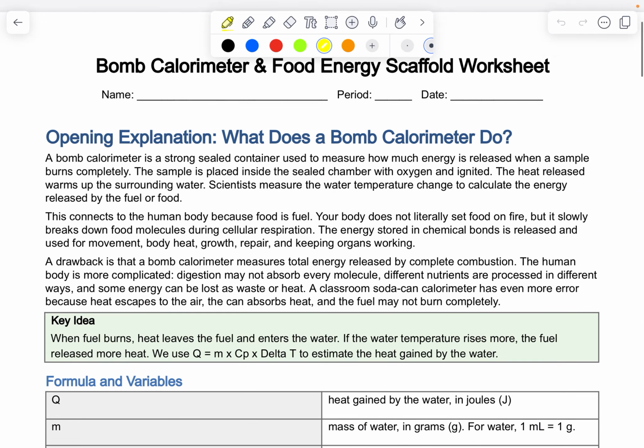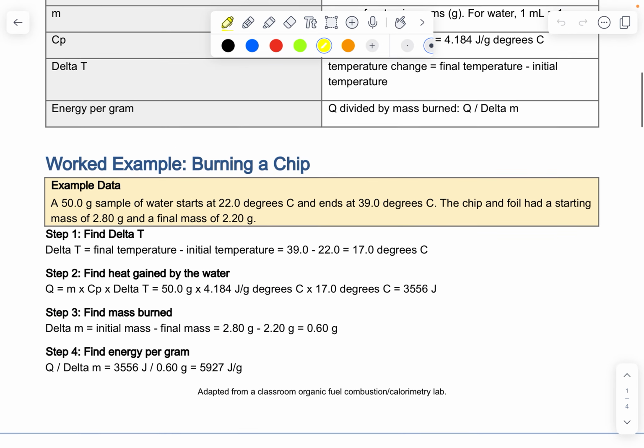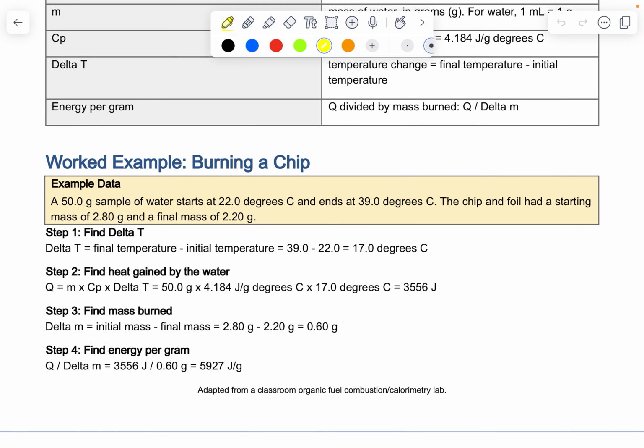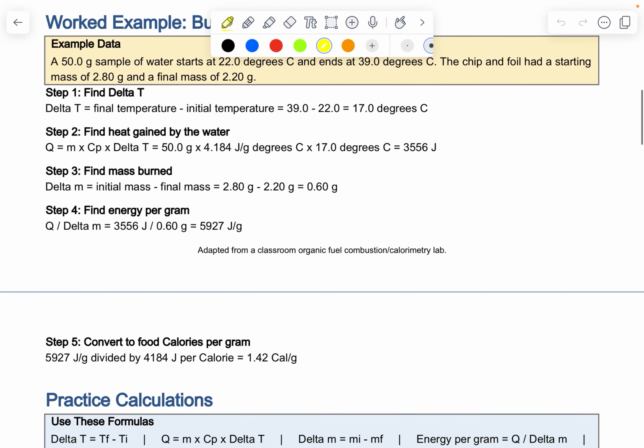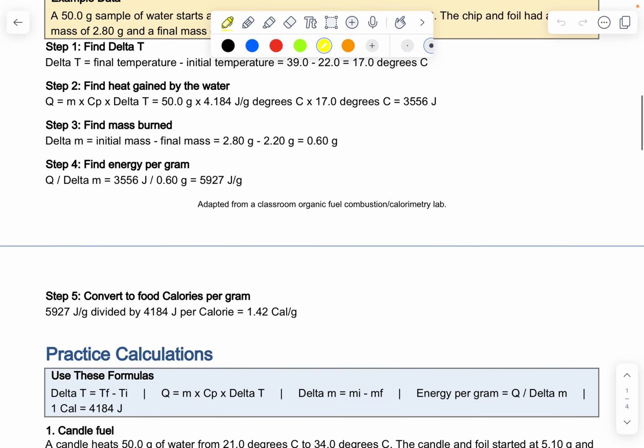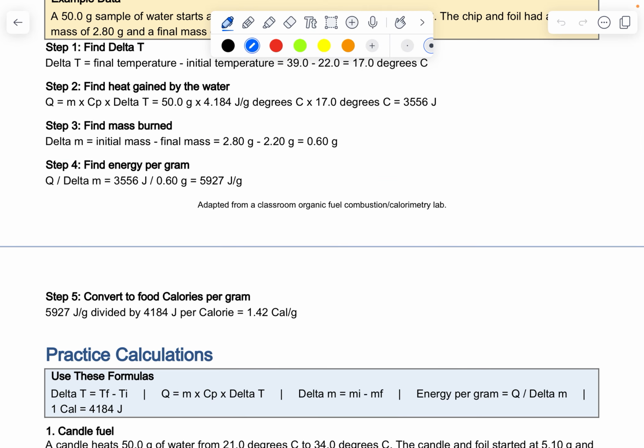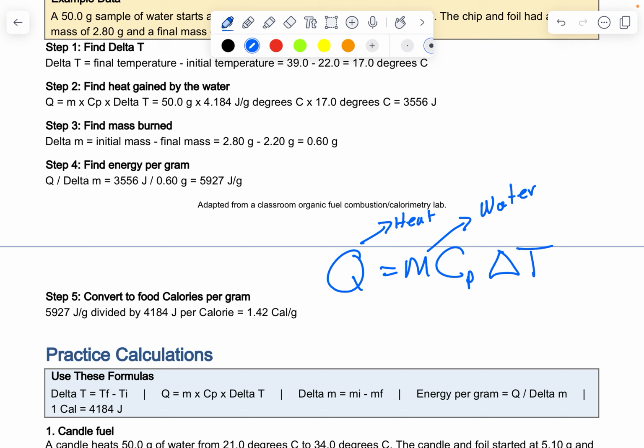Okay, so I want to go over this worksheet. Basically, it's just scaffolding to get you ready to do the lab. Real simple. We're going to use this equation, Q equals mc delta T. This is heat. This is the mass of the water that's being heated in this case. This is the specific heat of water, which is going to be 4.184. This is the change in temperature.